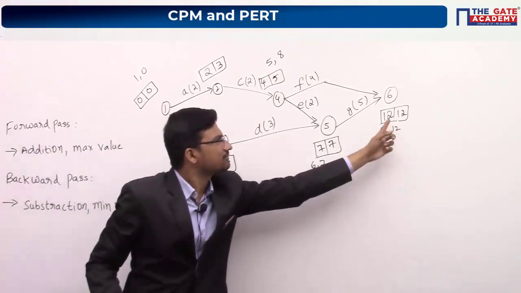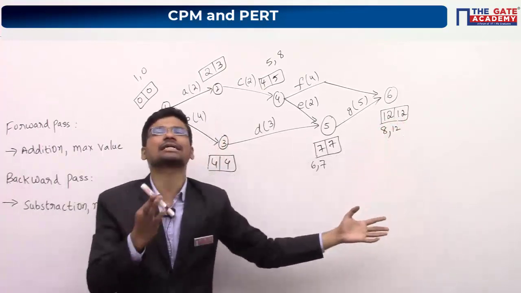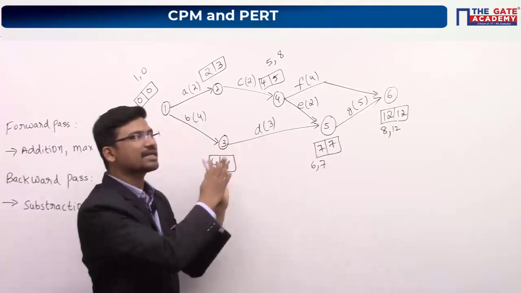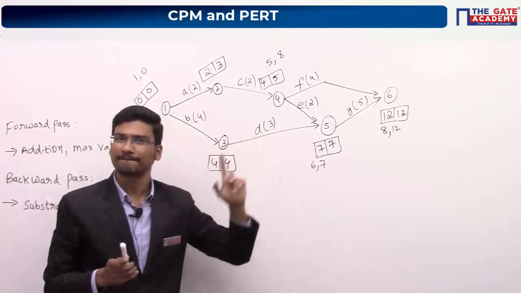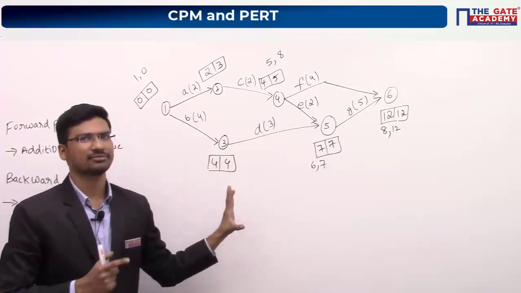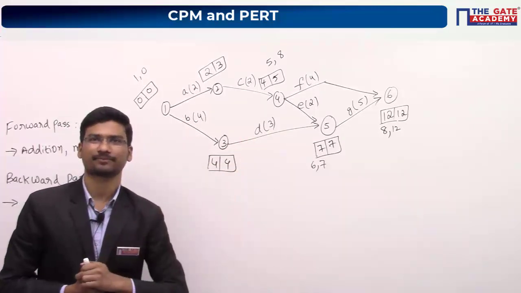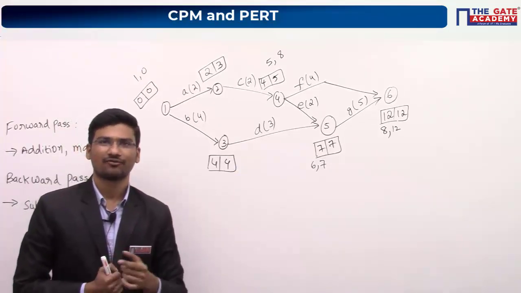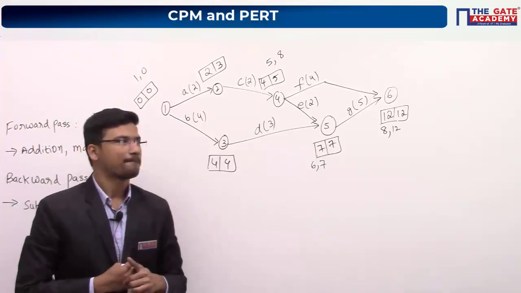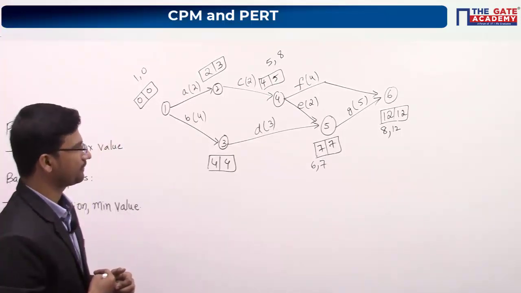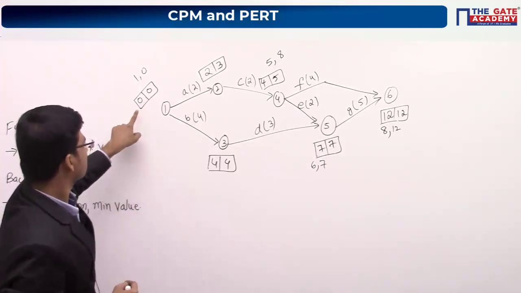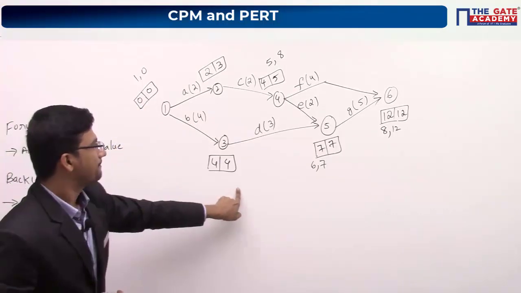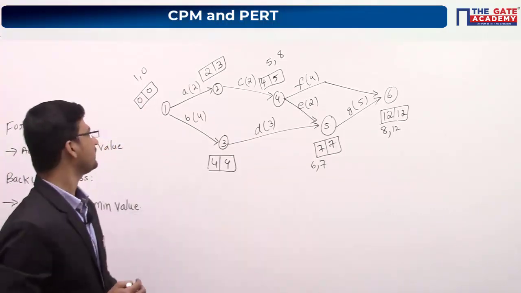Now what is this 12? This 12 itself is your project completion time. Now from this network diagram, can you tell what will be the critical path here? Please comment. What is the critical path over here? BDG. Okay, BDG is your critical path.